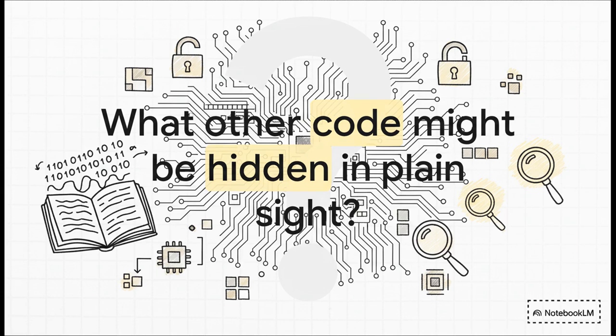Whether you see this as a fascinating mathematical puzzle or a genuine blueprint for consciousness, it raises a question. If one sentence can be deconstructed into a complete system like this, what other code might be hiding all around us, in plain sight, just waiting for someone to decipher it?